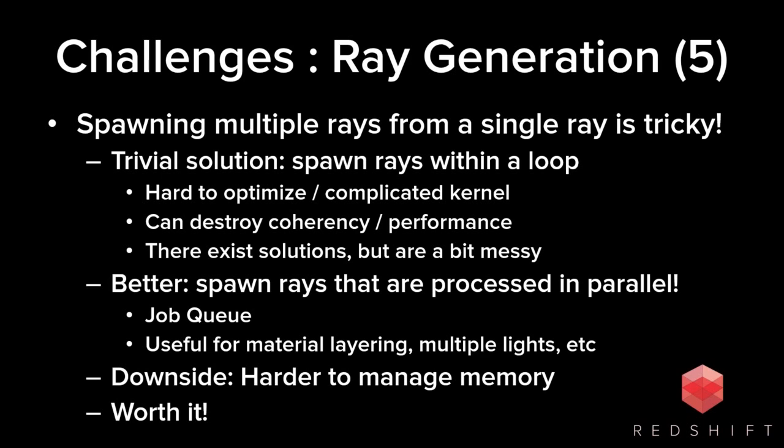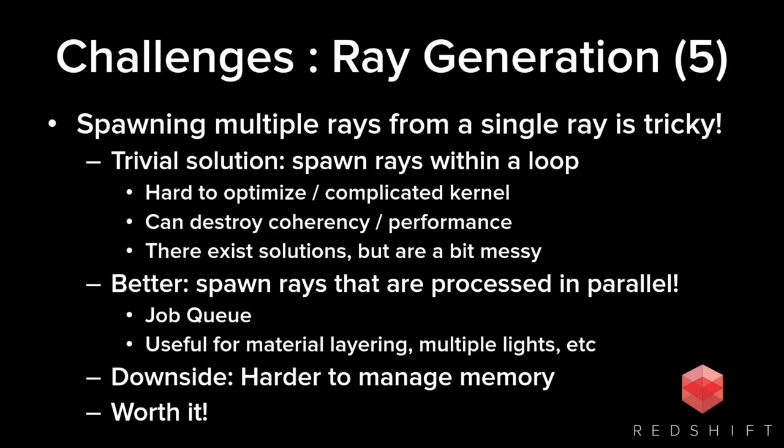The trivial solution is, what's hard about it? Just put a loop that spawns rays. That is actually really hard, because if you do that, you might get really bad coherency. For example, a shader that wants to do 1,000 reflection rays, and the next intersection might want to do no reflection rays. That means branching incoherence and bad performance.